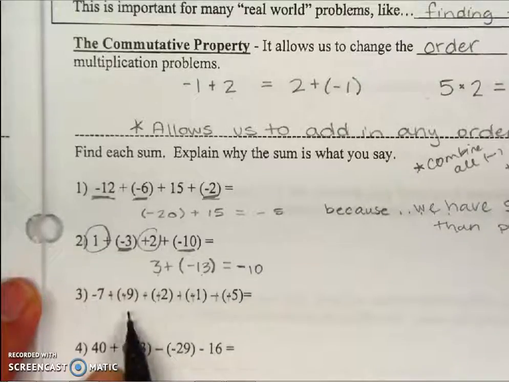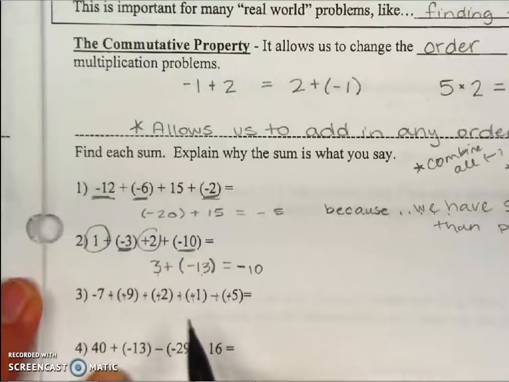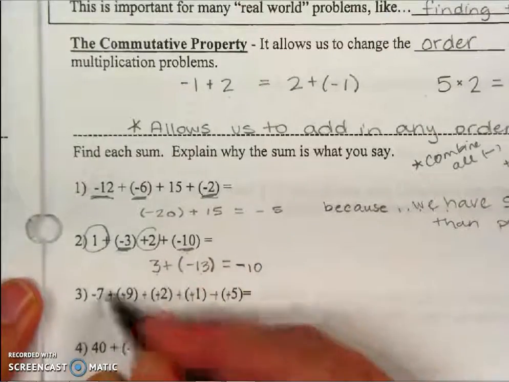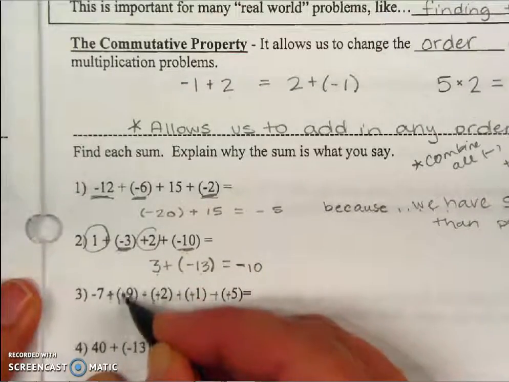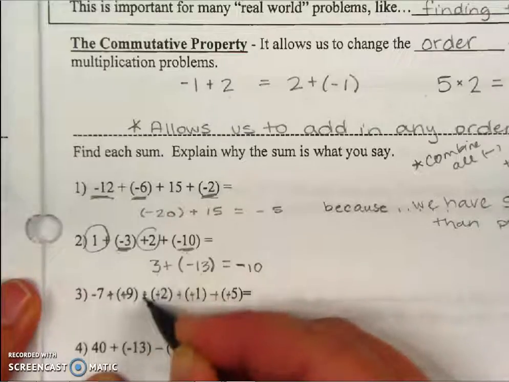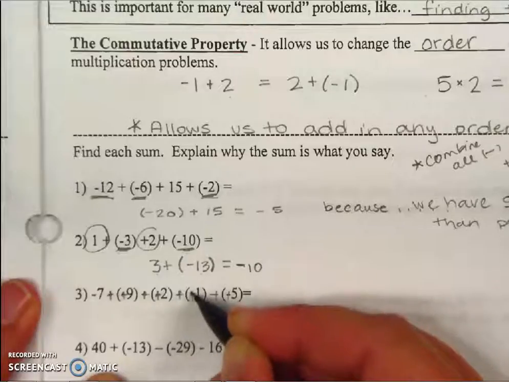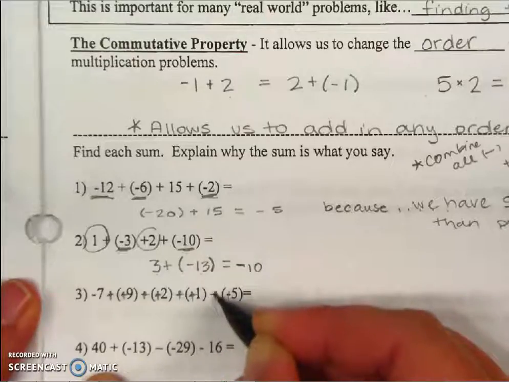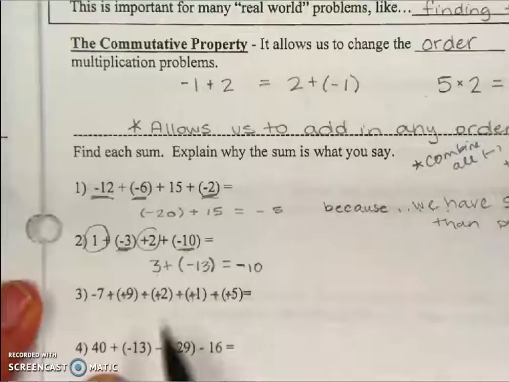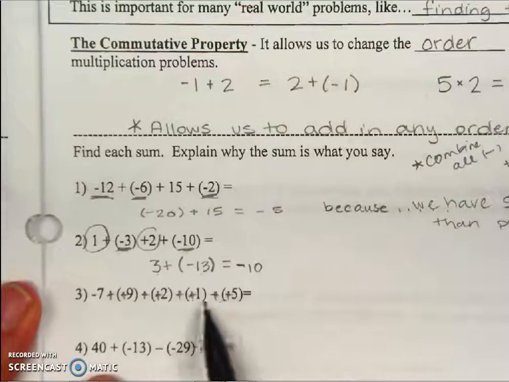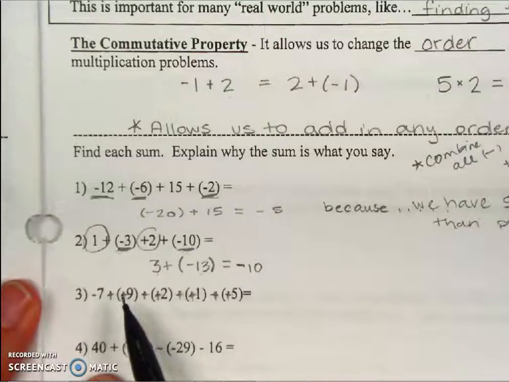Okay, so notice those all became positives. So what this really says is -7 plus +9 plus +2 plus +1 plus +5. So all of those are actually positives because of the negative weirdness, the weird thing.